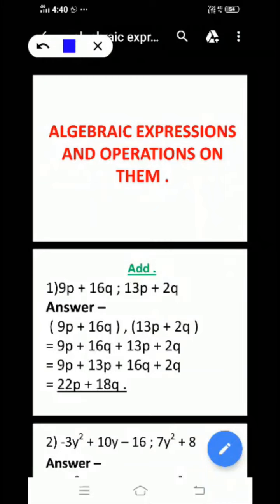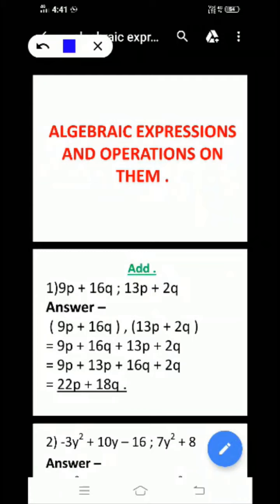Okay, today I brought you another concept: algebraic expressions and operations on them. It is a very important topic from your 10th standard also. First I will explain how to do addition of algebraic expressions.